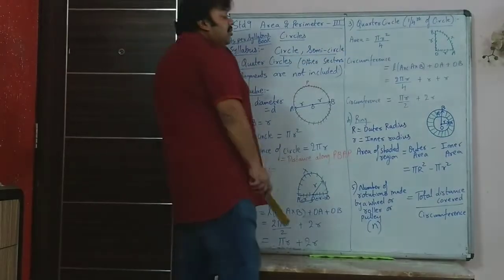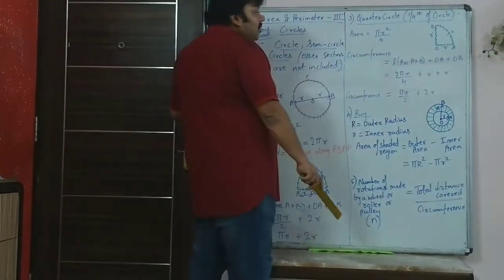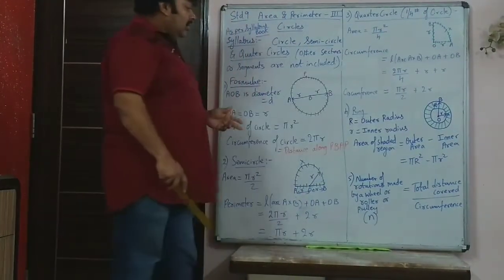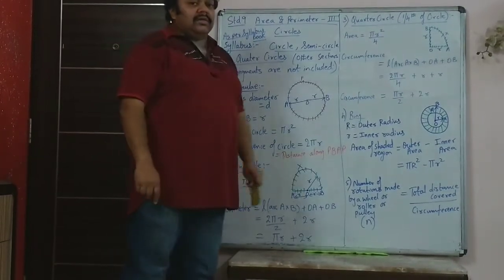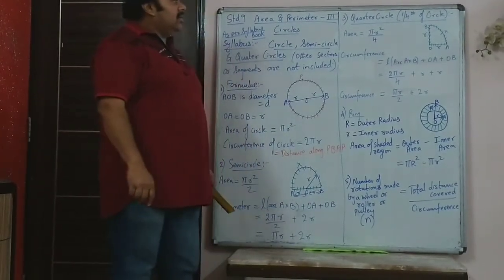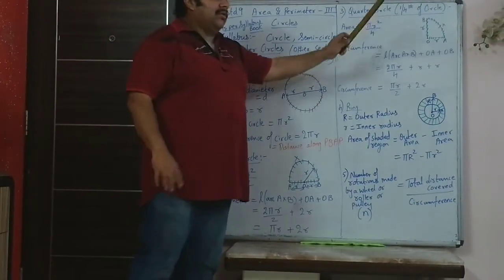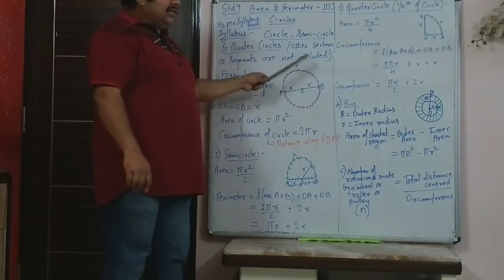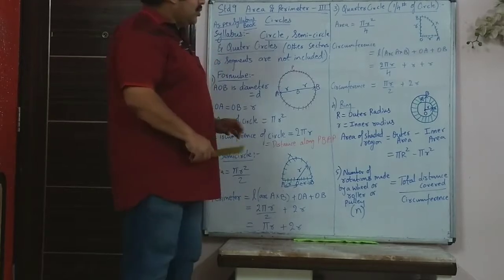Now quarter circle means 1/4 of a circle. Quarter circle is 1/4 of a circle, so it is the entire circle upon 4. So the entire circle's area is pi r squared. So it is pi r squared upon 4. The area will be 1/4. Like here the area was half of the circle. So quarter circle area is pi r squared upon 4.